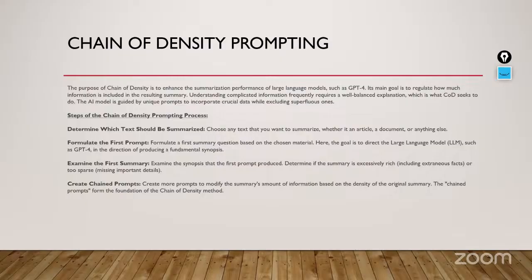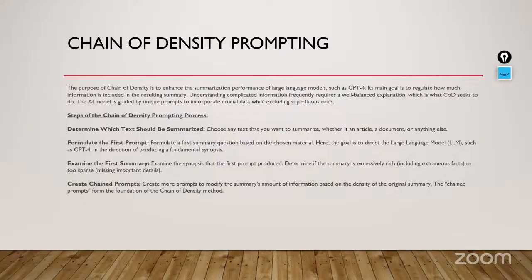Then the third thing here will be to examine the first summary. What was the first summary question? According to that, we will examine the first summary. The synopsis that the first prompt produced will show whether the summary is extensively rich, too sparse, or missing important information. If it is very good, if it is extensively rich, we can use this, or if it is missing some information or details, we can create another chain prompt.